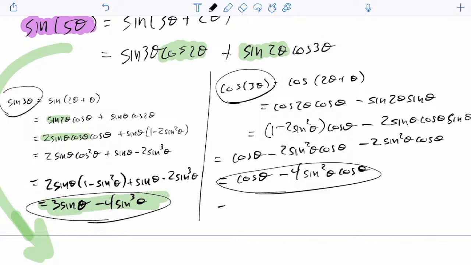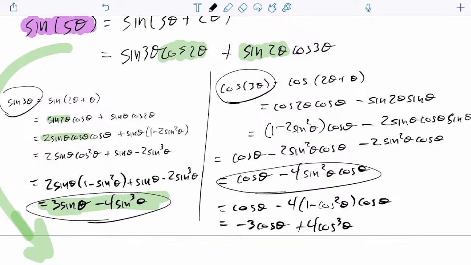This one here, we might as well do a little bit more work with it and make the substitution a bit easier. I can change that to cos theta here. So that ends up being cos theta minus 4 cos theta, this becomes minus 3 cos theta plus 4 cos cubed of theta. That's a little better, that one.